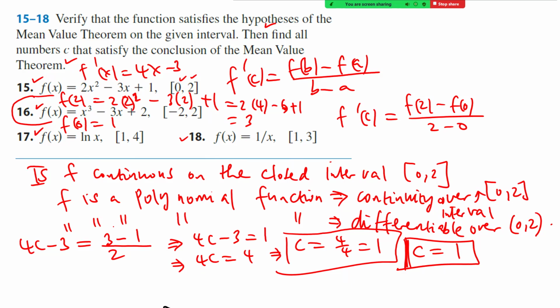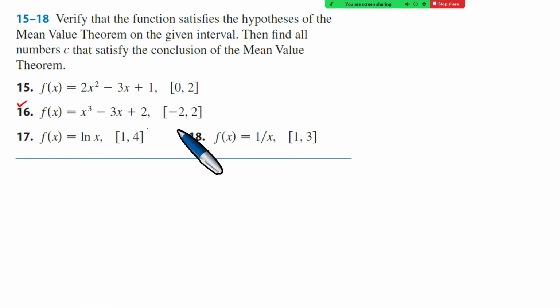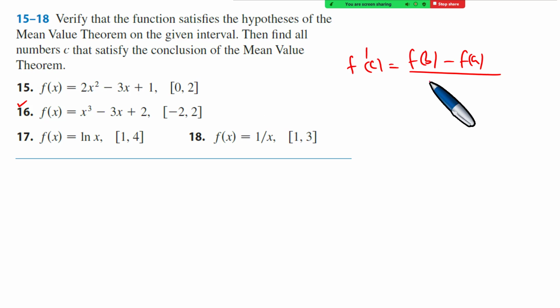The next problem is number 16. Number 16 is exactly this one here. Let us first find the derivative of this. Why? Because we remember that f prime of c must be f of b minus f of a, all divided by b minus a. What is the derivative of this? Obviously, we know that the derivative of the polynomial function is 3x squared minus 3. This is the derivative of this function here.